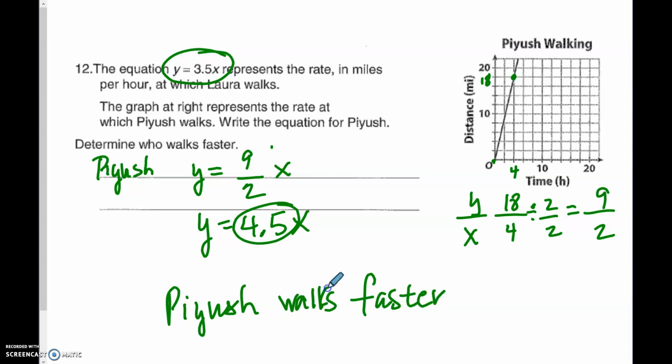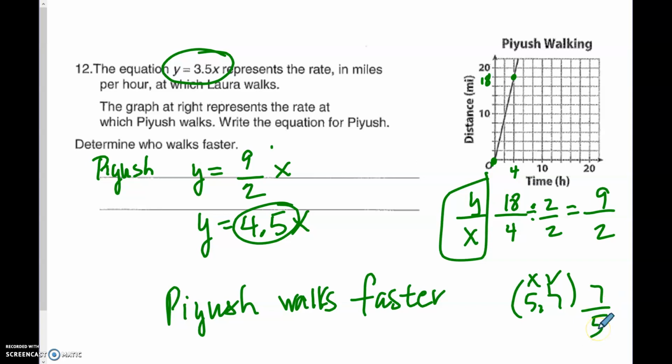All right, so hopefully this is a good review. Remember that if it is proportional, if it is going through the origin 0, 0, then your slope and your unit rate are going to be the same number. And if it goes through the origin and they tell you it's proportional, we always do y over x. So in an ordered pair, if we have 5, 7, x, y, it would be 7 over 5 as our slope. So remember, y always goes on top.